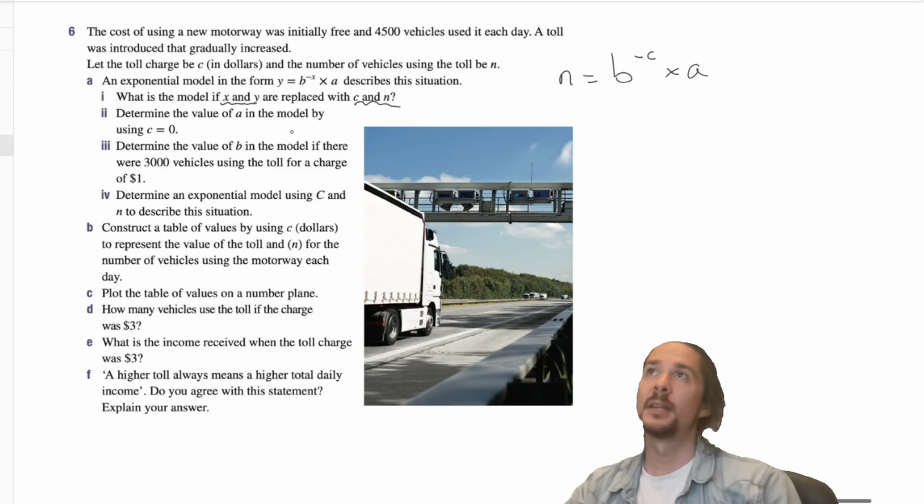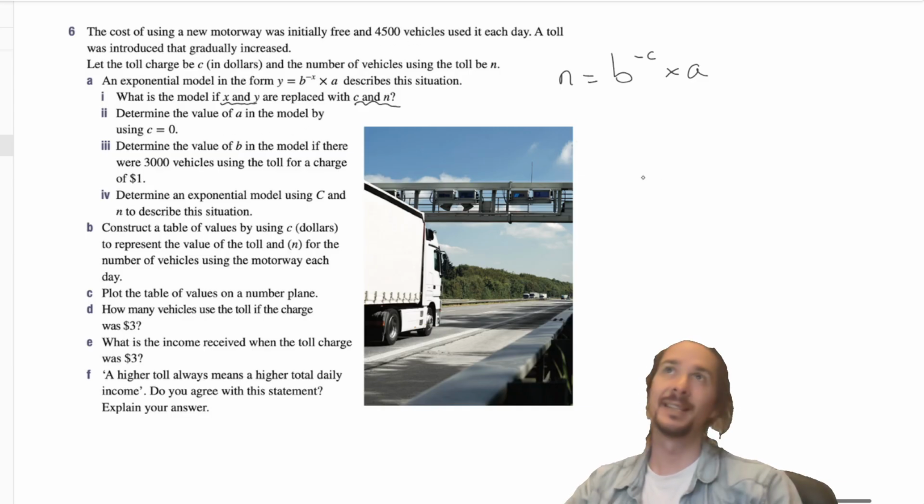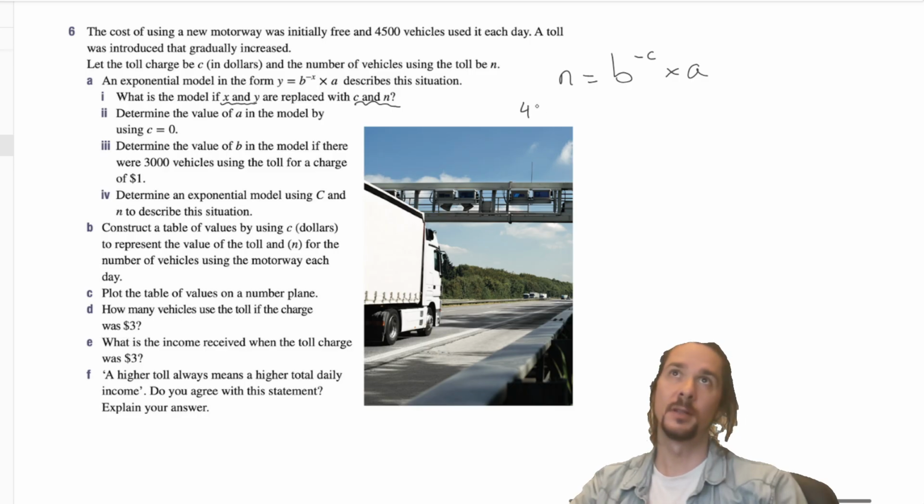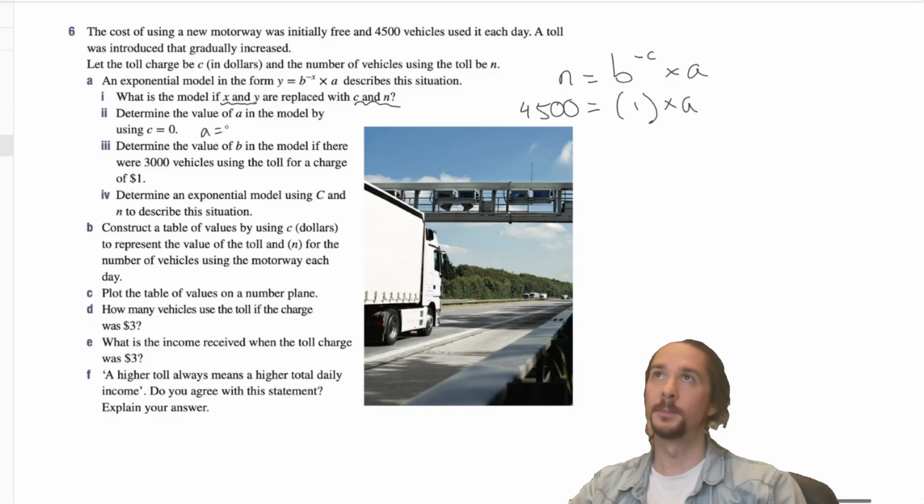Determine the value of A in the model by using C equals 0. So when the cost is 0, N is 4,500. And if C is 0, then b to the 0 just becomes 1 times A. So that means A must be 4,500.